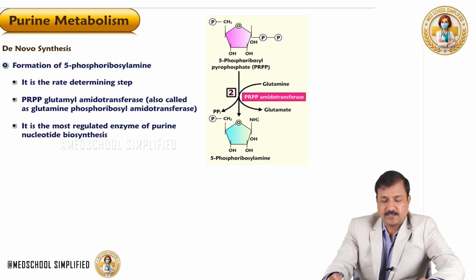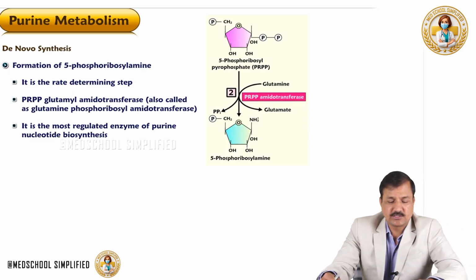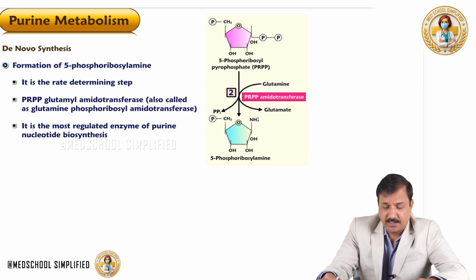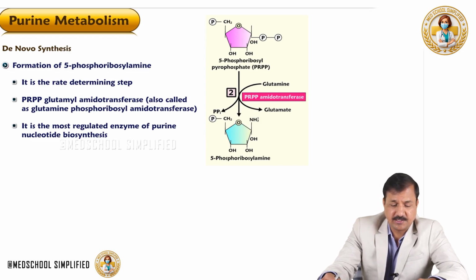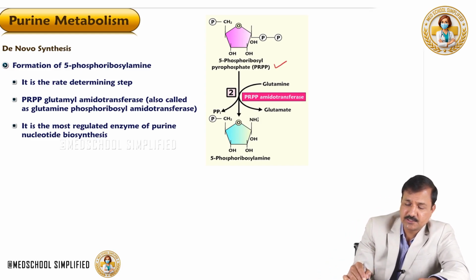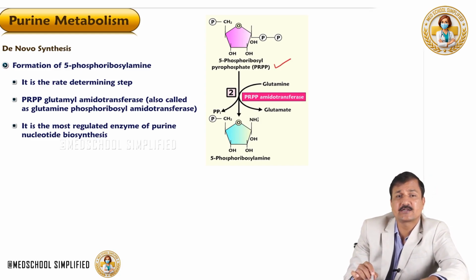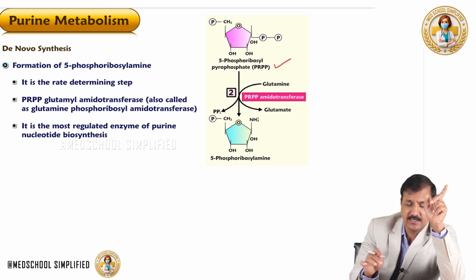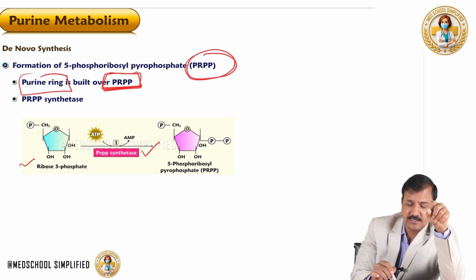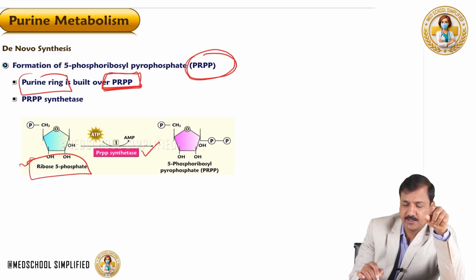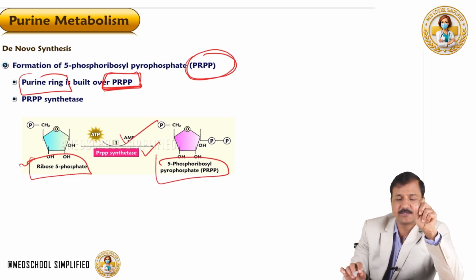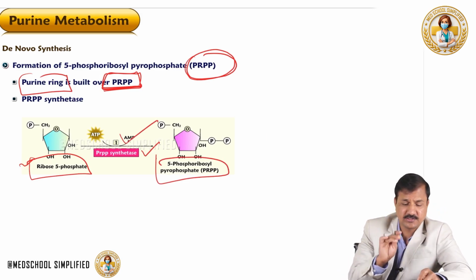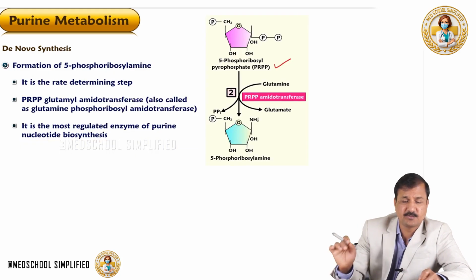Now, let's look at what happens once we get PRPP, that is phosphoribosyl pyrophosphate. The phosphoribosyl pyrophosphate undergoes a second reaction in de novo purine biosynthesis. The first reaction we have seen in the previous slide. The first reaction is the conversion of ribose-5-phosphate into PRPP done by PRPP synthetase. That's the very first reaction in de novo biosynthesis of the purine ring.